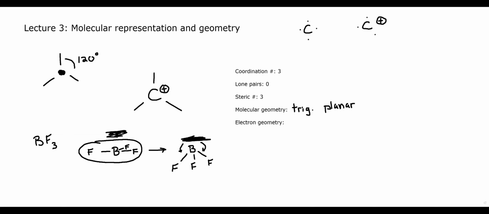Trigonal pyramidal would be something like nitrogen. If we had nitrogen with a lone pair, say we had NF3, that would be trigonal pyramidal, shaped like a pyramid. So make sure you don't confuse those. And again, the electron geometry, if we include the lone pairs in our geometry, will still be trigonal planar because we don't have any lone pairs, okay?